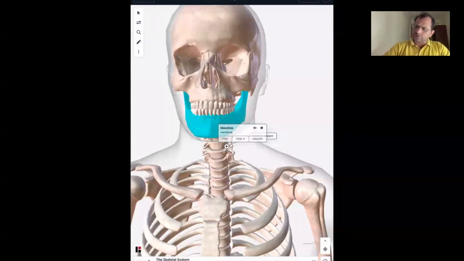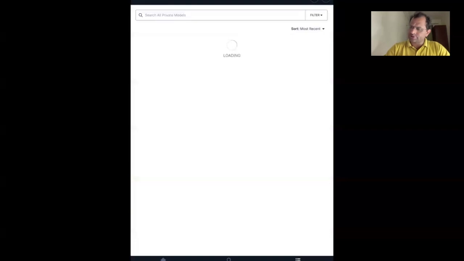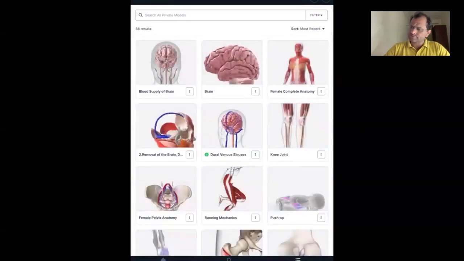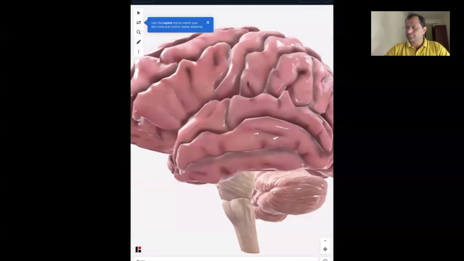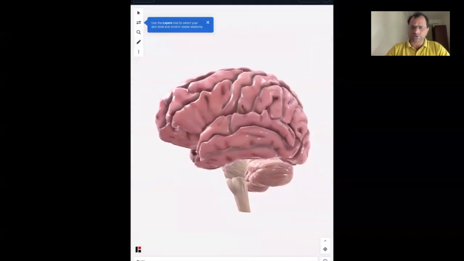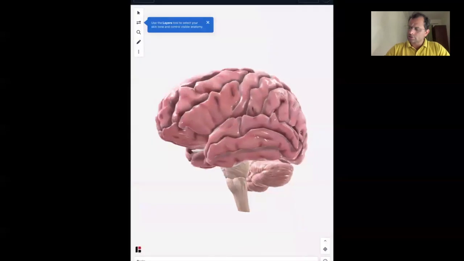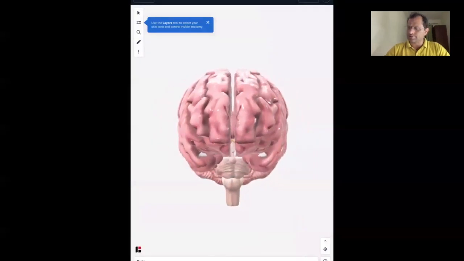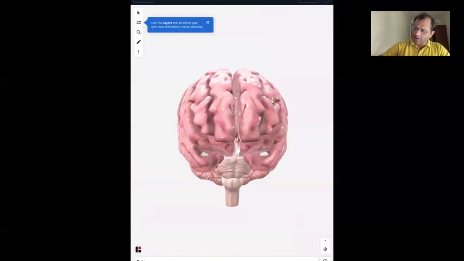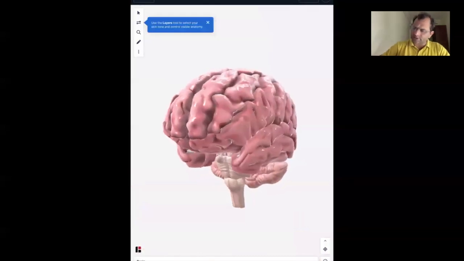Why are these bony structures present? What is the reason for these bony structures? Because they are protecting our brain. This is the brain, which is a very important structure of the human body. So we are looking at the brain from the front side. So this is the front side. And if we turn, then we will be going on the back side.